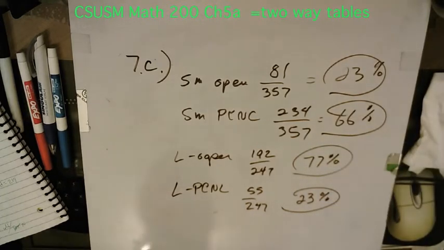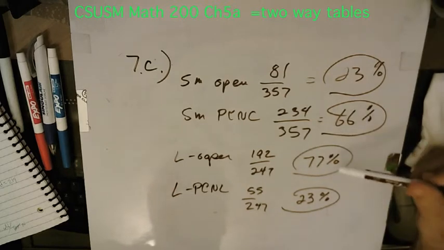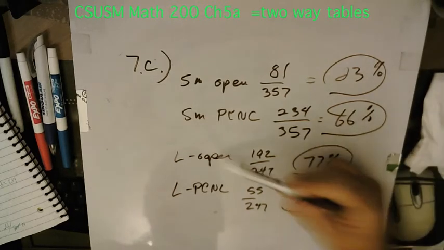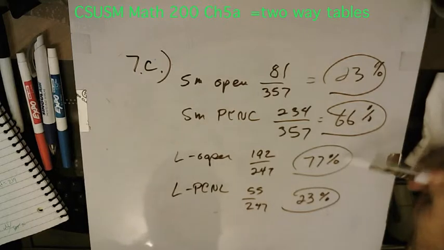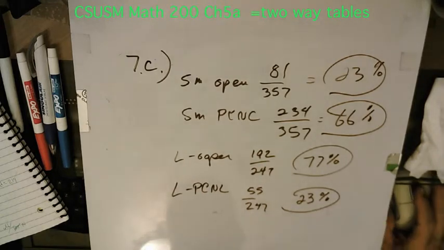And then if you look at those comparisons, it appears that the highest percentage for small was using the PCNL procedure, and the highest percentage for large stones was using open surgery. So from those two conditional percents, you're able to see which of those works best for that particular size stone.